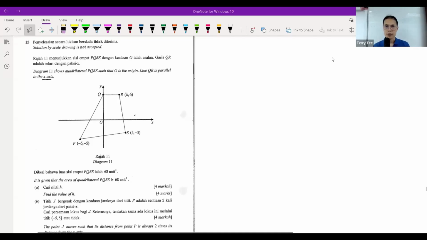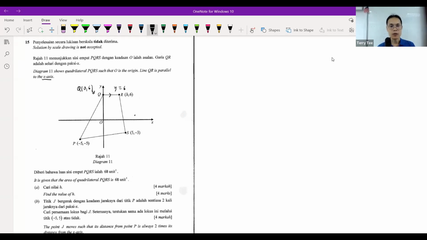Okay, so let's move on to question number 15. Here we have a diagram that shows a quadrilateral PQRS such that O is the origin, QR is parallel to the x-axis. When the line is parallel to the x-axis, we know this is a horizontal line. If it's a horizontal line, they share the same y value, your y coordinate. Your y is always 6. So therefore, you can say the coordinate of point Q is now 0, 6. It is 0 because it lies on the y-axis.